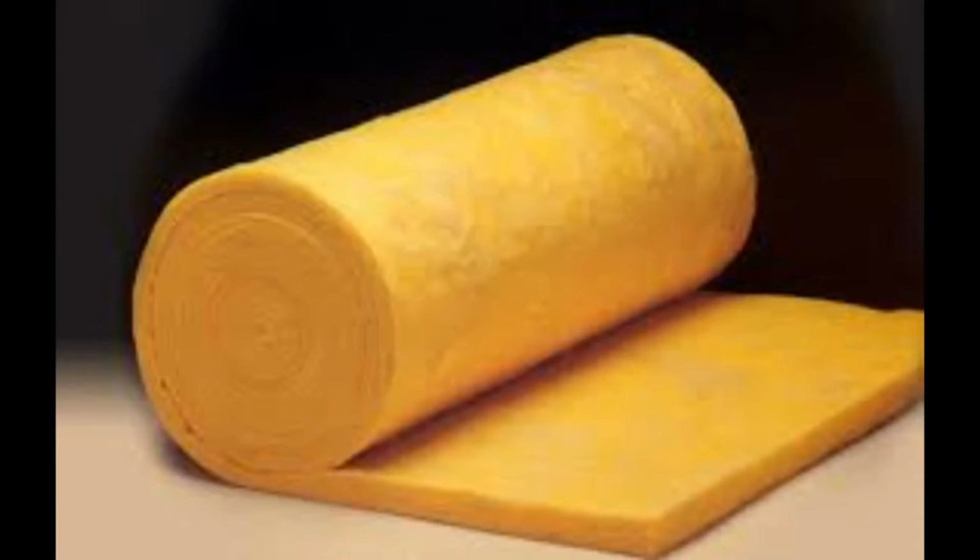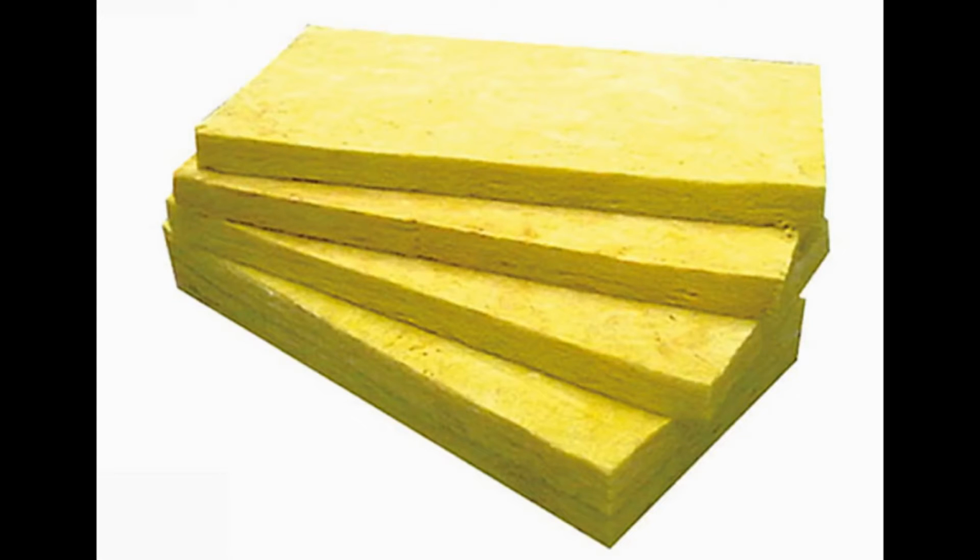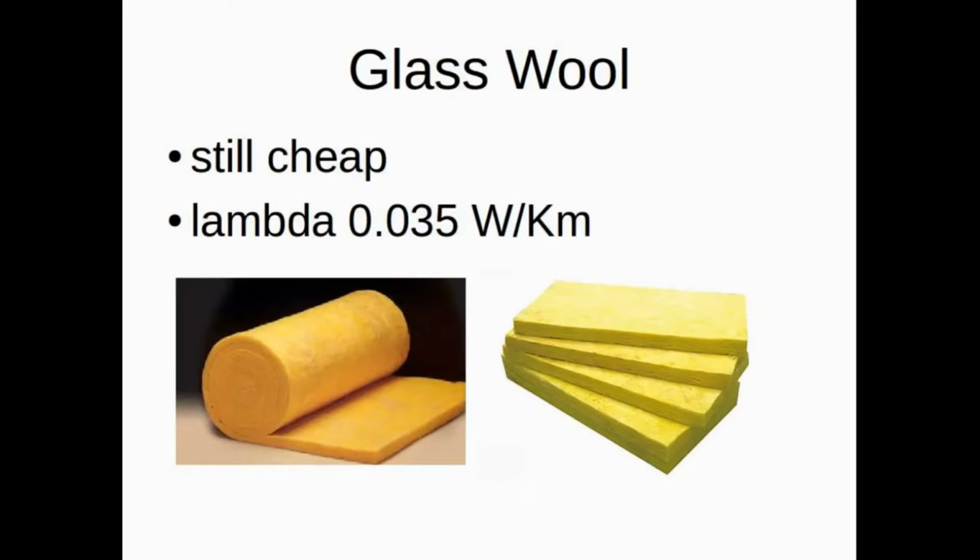Glass fiber or glass wool is also quite cheap. Saint-Gobain is one of the main suppliers in Europe. They have a product called Isover, and it has really good insulation properties. Not quite as good as polyurethane, but still very good, and it's also not very expensive.